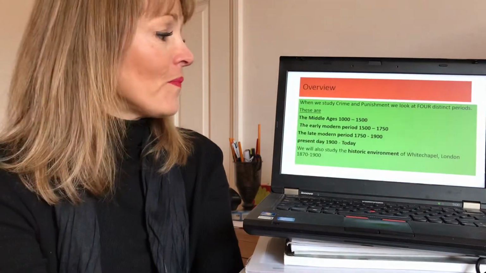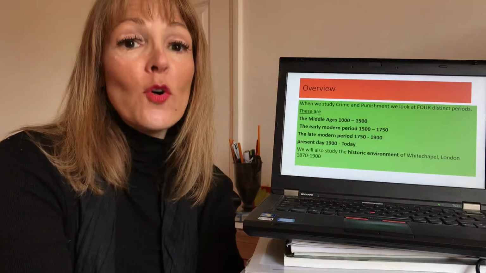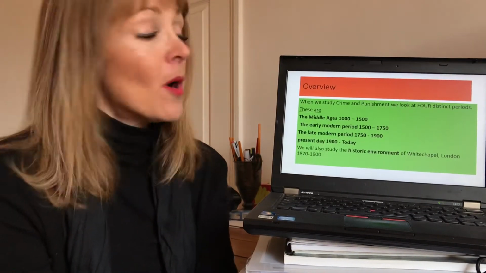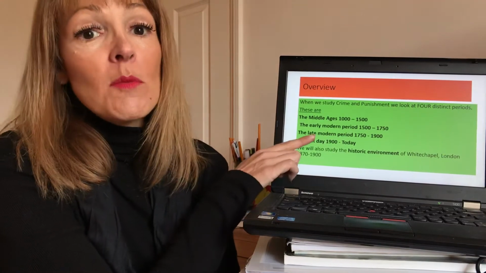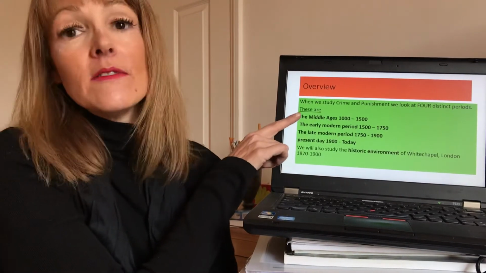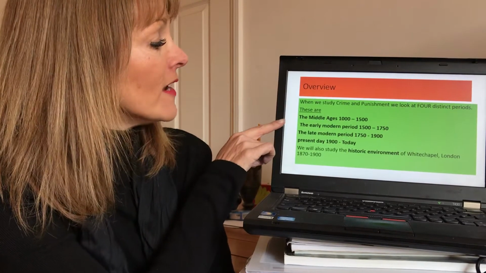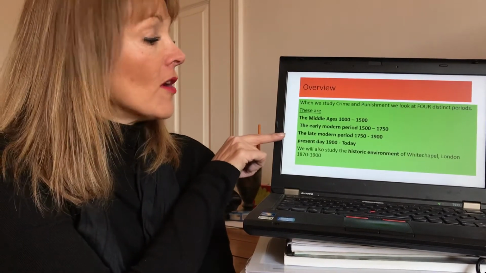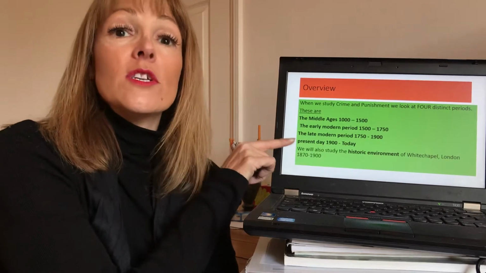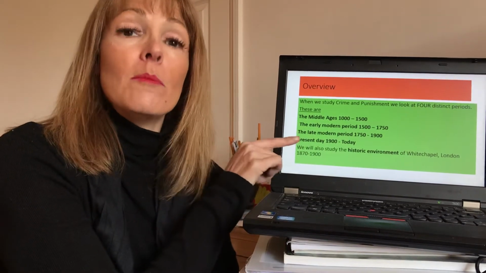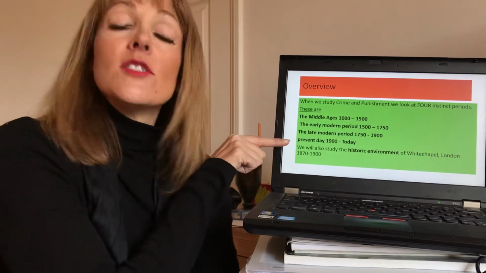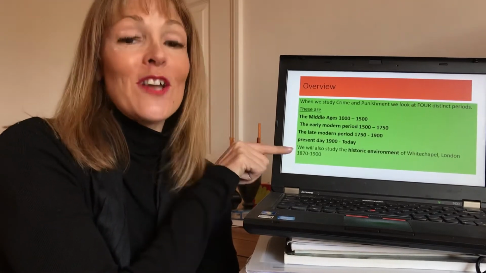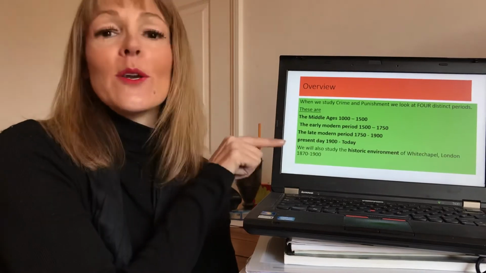Now, the course is split into 4 separate areas because it's so huge, and you can see them in bold on the screen here. The first one we'll look at is the Middle Ages, then we'll move to the early modern period, then the late modern period, and we'll finish off going from 1900 right through to today, to modern crimes and modern punishments. We also stop and do a case study on Whitechapel and Jack the Ripper, and that will come in later in the course.